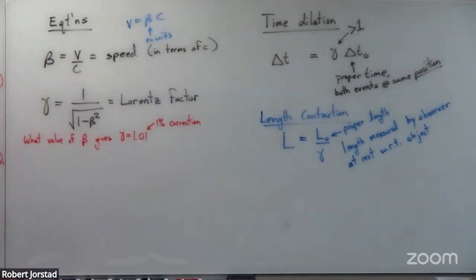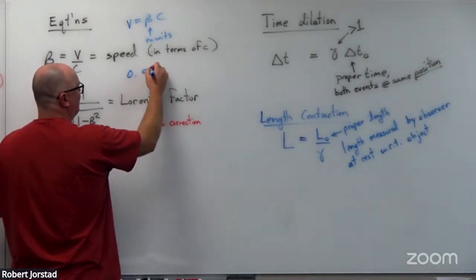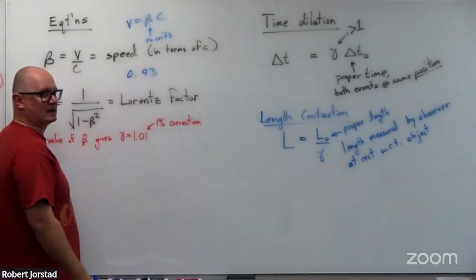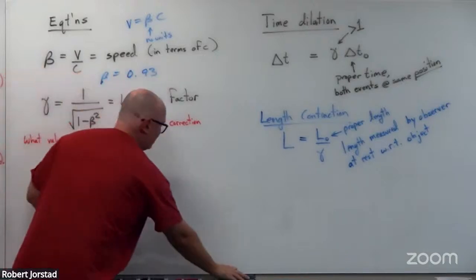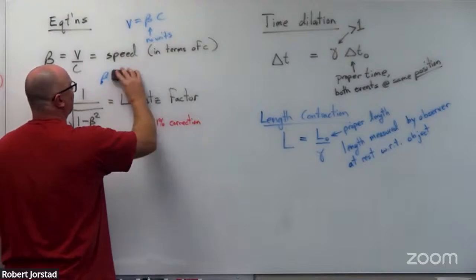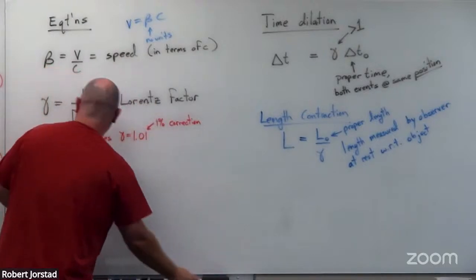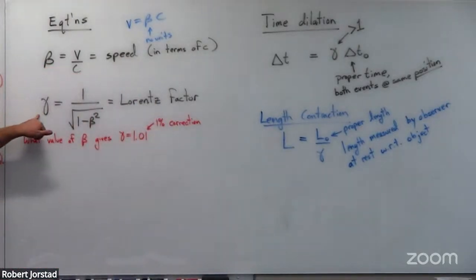So if it was, for example, 0.93, that's 93% the speed of light. If beta equals 0.93, for example. Okay, so that's a speed effectively. This thing here is called gamma, the Lorentz factor. All right, it's related to beta.